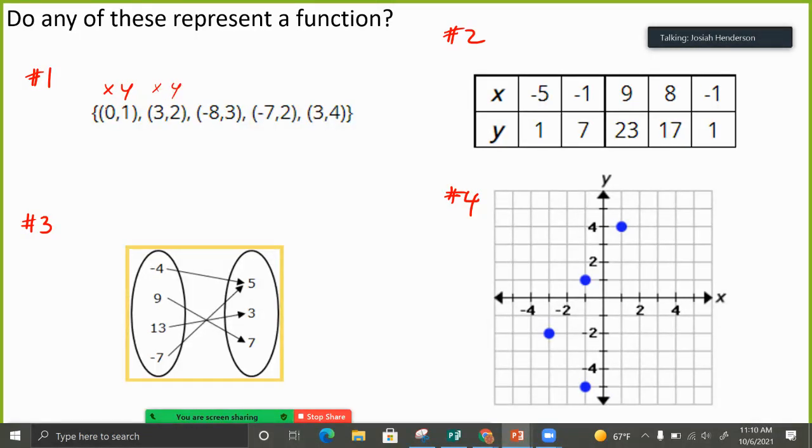So the domain for number 1 is all the first numbers. The inputs for number 1 is all the first numbers. So do you see any repeated inputs on number 1?